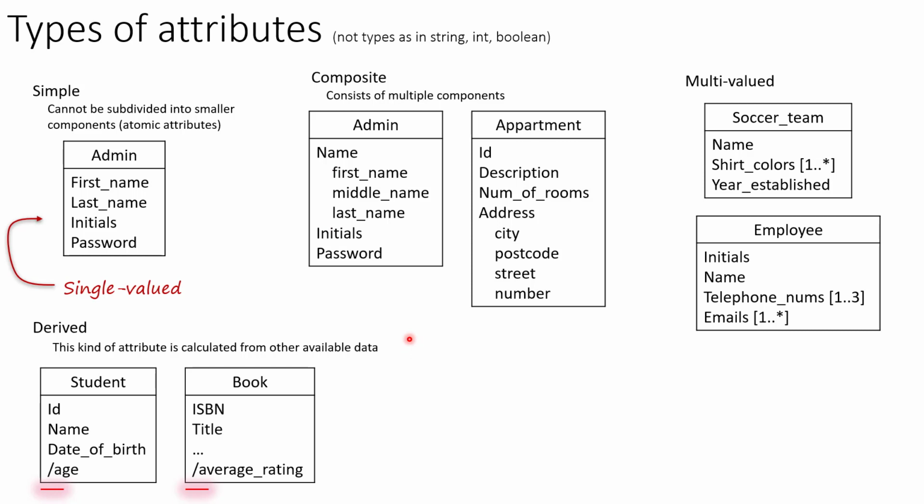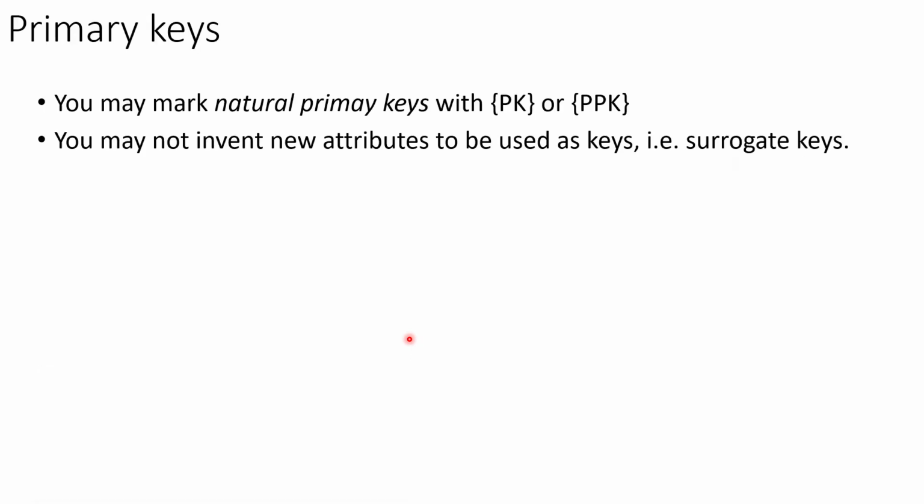Alright. Then we have primary keys. You should know about keys already. And primary keys, the natural ones, can be marked with PK, as this here. Or if you have a composite, then you mark both or all attributes involved in the primary key. You mark them as partial primary key. Okay, so you only put the natural ones. You're not supposed to invent new attributes to be used as keys. These are sometimes called surrogate keys. Right, only the natural ones.